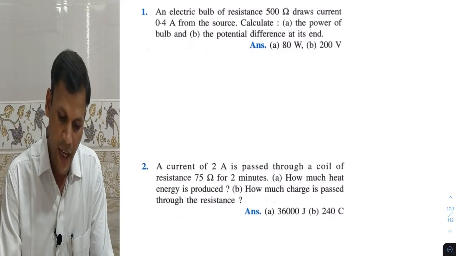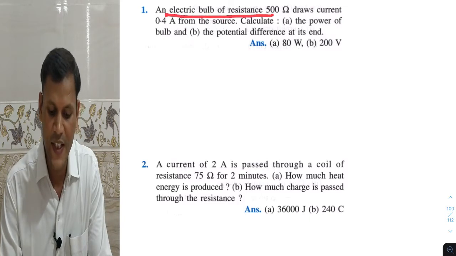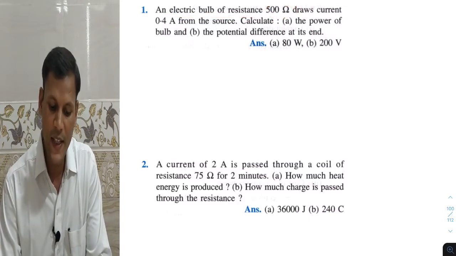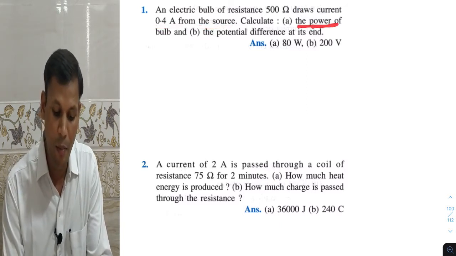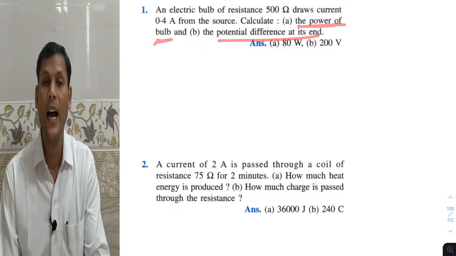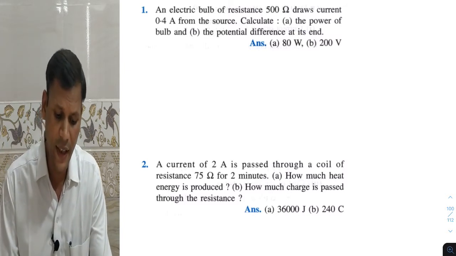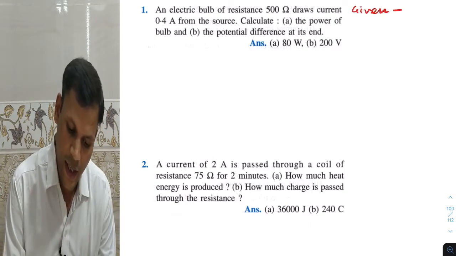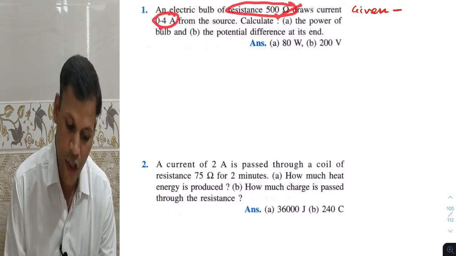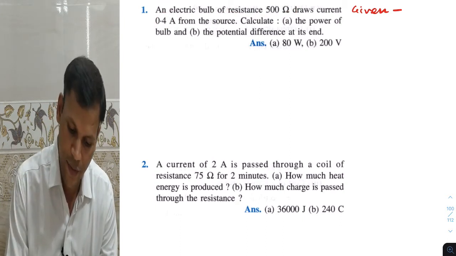Question 1: an electric bulb of resistance 500 ohm draws current 0.4 ampere from the source. Calculate the power of the bulb and potential difference at its ends. So for that, we can write what information is given. Resistance of the bulb R is 500 ohm, current I is 0.4 ampere, and power and potential difference we have to calculate.